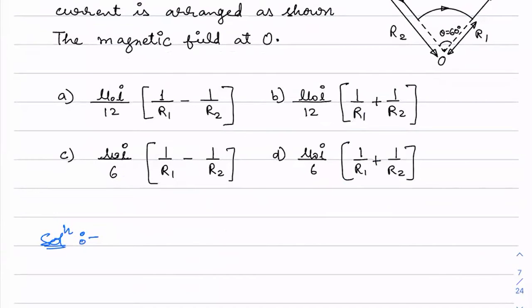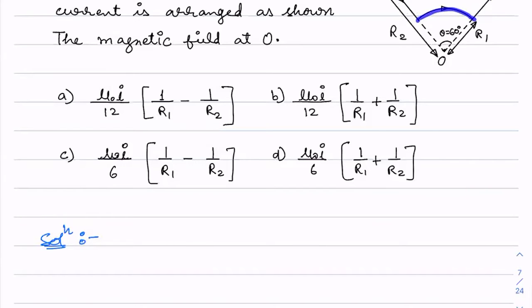So the conducting wire carrying a current is arranged as shown. I have to calculate the magnetic field at O. Due to these two wires, the magnetic field at the center will be 0. Good. Now you will have only the magnetic field due to this wire as well as due to this wire. These two wires are the only ones that give you magnetic field values.